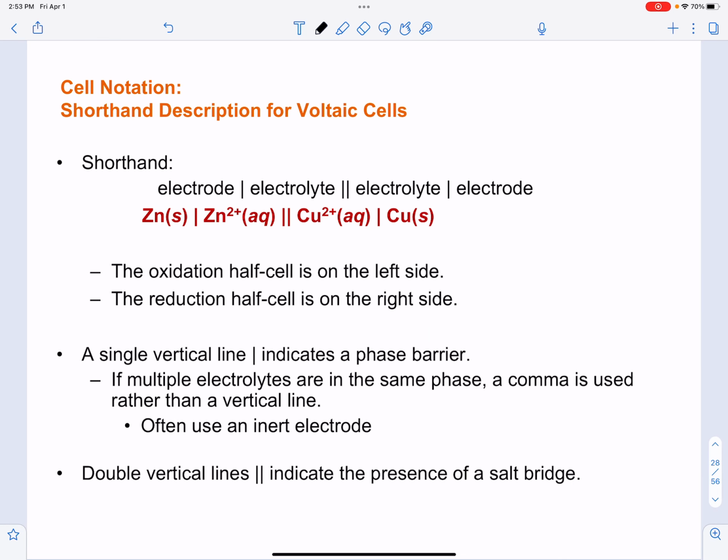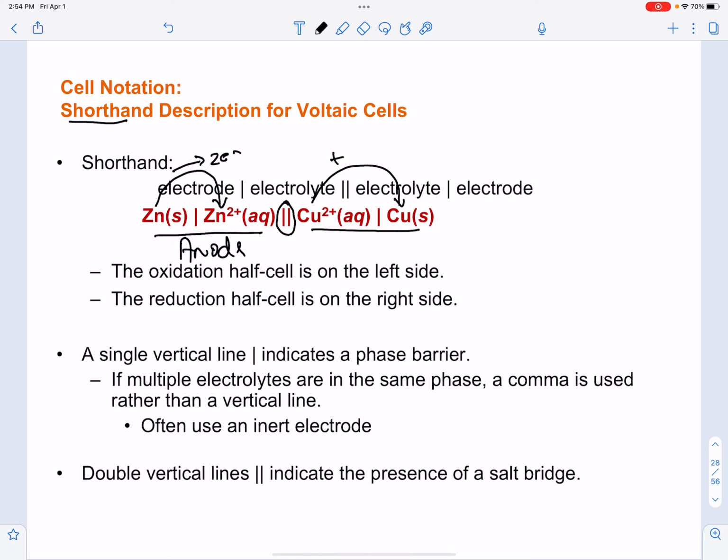And this is something, so do we want to be doing all this drawing all the time? No, we're going to use something called the shorthand description. So you're going to have two lines in there separating one side from the other. If you notice, this one represents going from zinc to zinc 2 plus, which means you're losing 2 electrons. So this is my anode side. And this one, you go from copper 2 plus to copper. So you're gaining 2 electrons. So this is my cathode side.